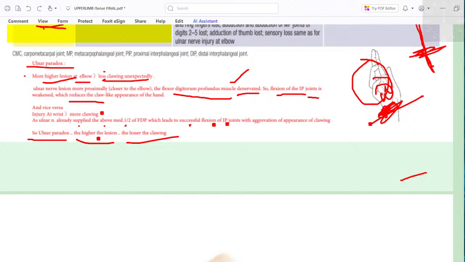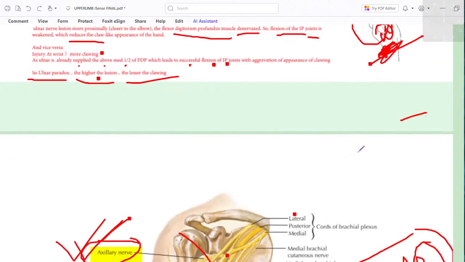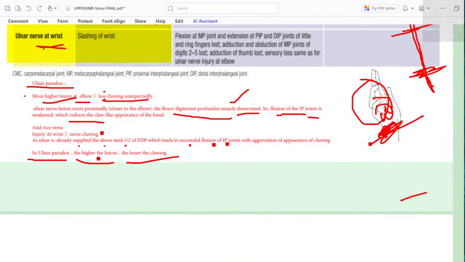Because as we move more distally, the other half of the flexor digitorum profundus is supplied by the median nerve. So the proximal lesion compromises flexion of the interphalangeal joints. So the ulnar paradox is: the higher the lesion, the lesser the clawing. Yeah, partial clawing proximally and more clawing distally or at the wrist.